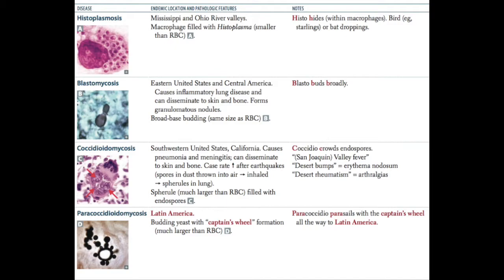Blastomycosis is endemic to states east of the Mississippi River as well as Central America. It causes inflammatory lung disease and can disseminate to skin and the bone, where it can form granulomatous nodules. What you see looking under a light microscope is a 5 to 15 micron spore that has budding. So it's about the same size as a red blood cell, but it looks like it's budding off. So you're going to remember that, blastobuds broadly.